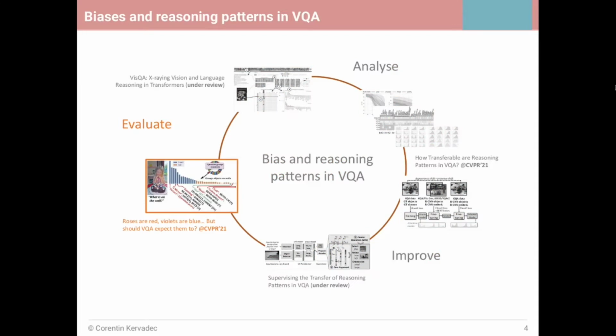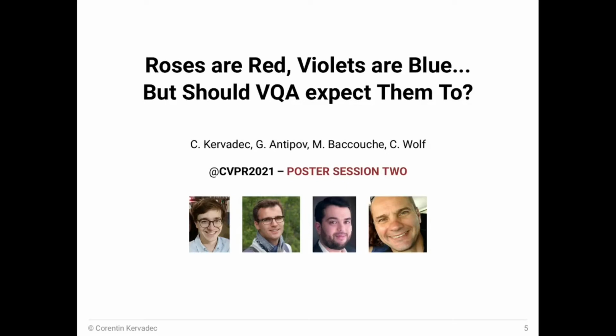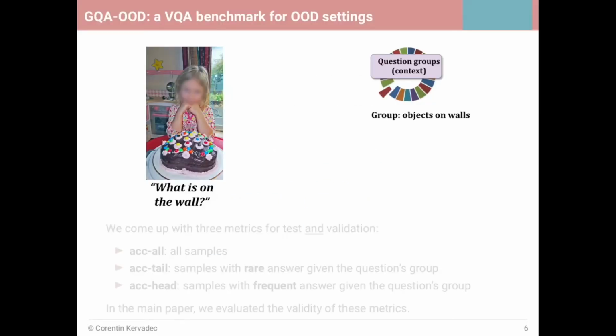In the first paper, accepted at CVPR 21, we propose a new benchmark for evaluating shortcuts in VQA predictions. Our benchmark, called GQA out of distribution, is based on the observation that concepts are naturally imbalanced in VQA corpuses. It is constructed by rearranging evaluation splits of the already existing GQA dataset.